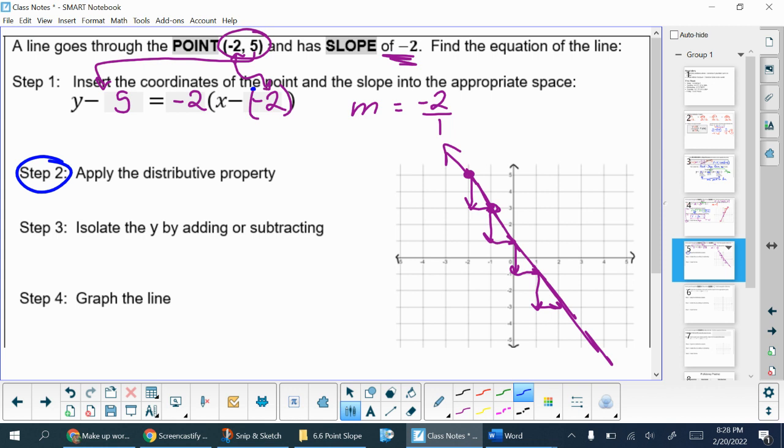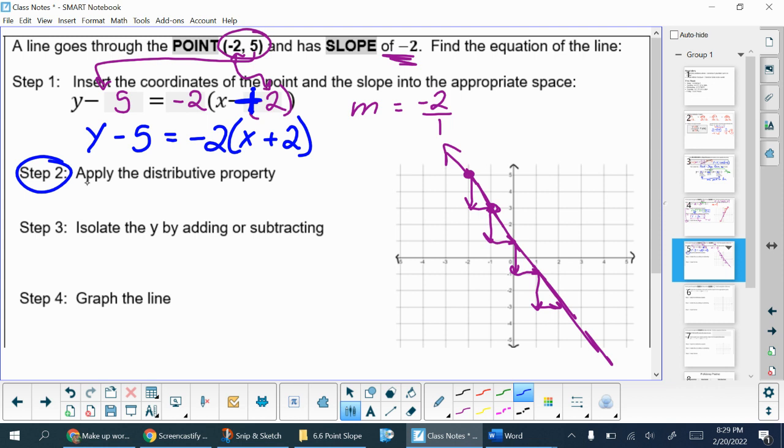Now, before I go ahead and do step 2, a really common thing here is to deal with that minus a negative. You see minus negative 2. Most of the time, you're not going to see that actually written out. You're going to see x plus 2 instead of x minus negative 2. But if you're dealing with point slope form, that's something you've got to be aware of.